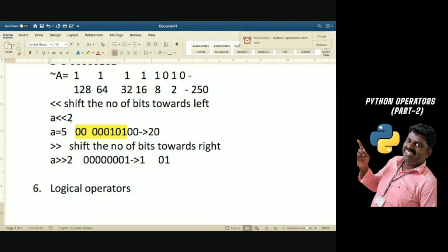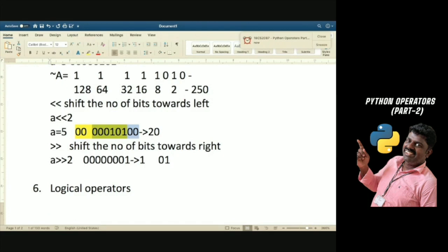But this is left shift. Left shift means the zeros will be added towards the left. So 2 zeros I have to add, and the last 2 bits will be shifted out, so this will be removed. Initially we have this one, and then it will be shifted. So this is how I am getting it for left shift. Left shift means the leftmost 2 bits will be excluded, and the 2 zeros will be added to the right.